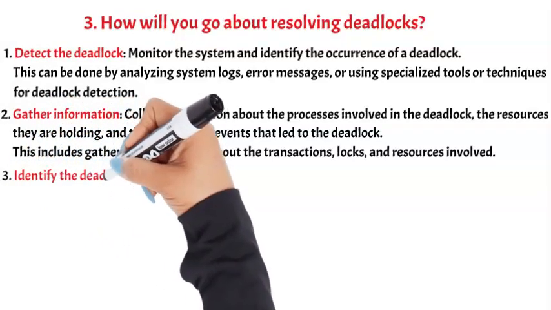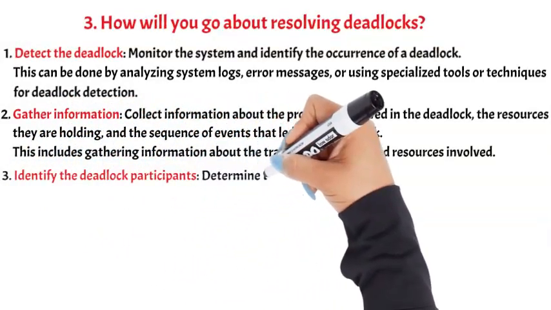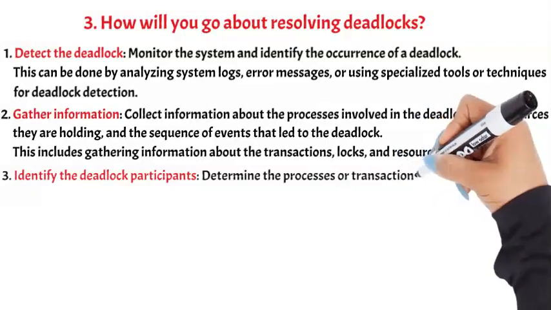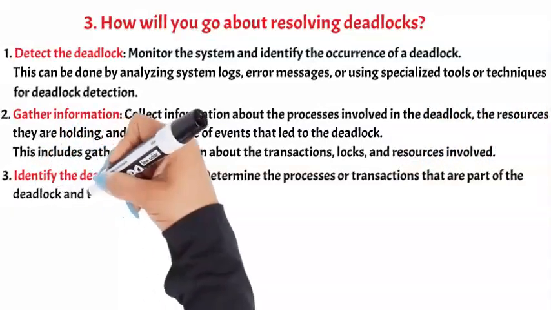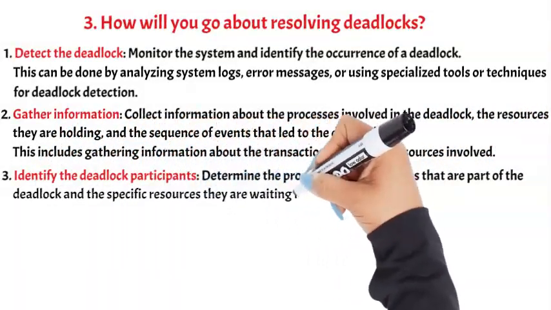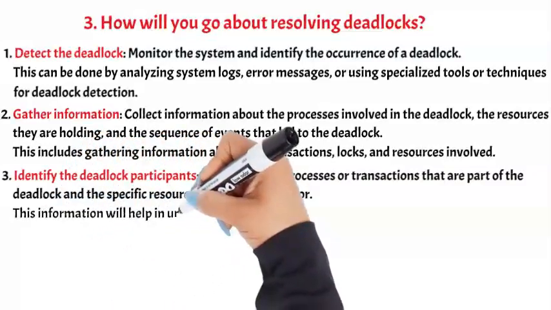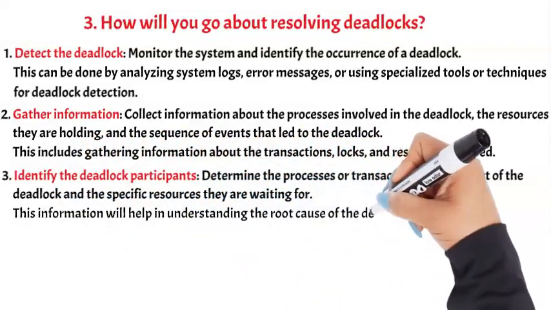3. Identify the deadlock participants. Determine the processes or transactions that are part of the deadlock and the specific resources they are waiting for. This information will help in understanding the root cause of the deadlock.